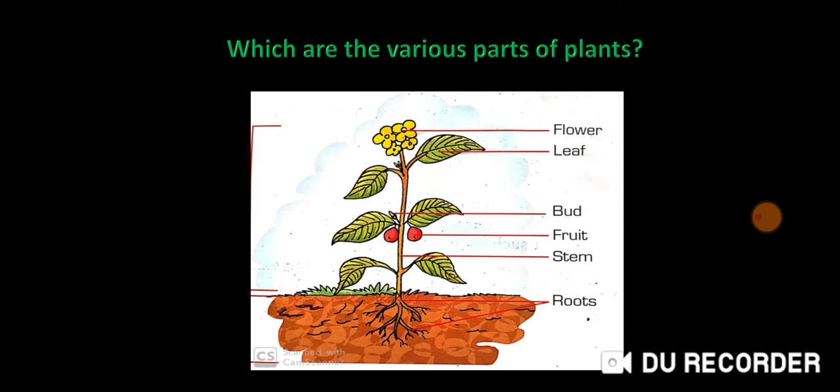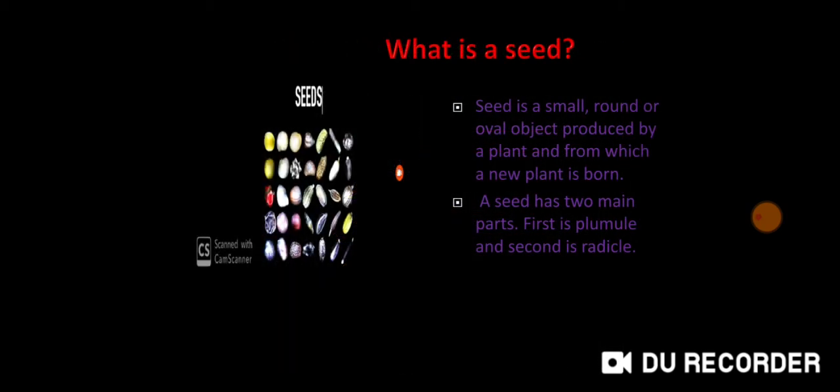Do you see the seeds of different plants? Yes, this is the picture of various different seeds. Now we see what is a seed. A seed is a small round or oval object produced by a plant and from which a new plant is born. A seed has two main parts. First is plumule and second is radicle.